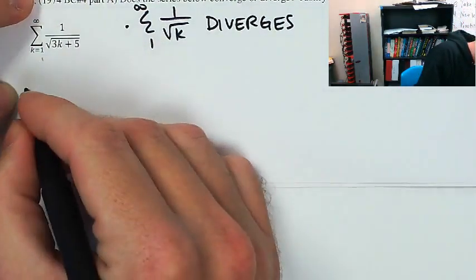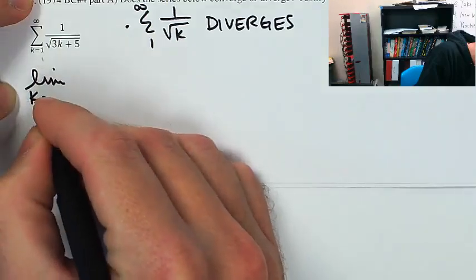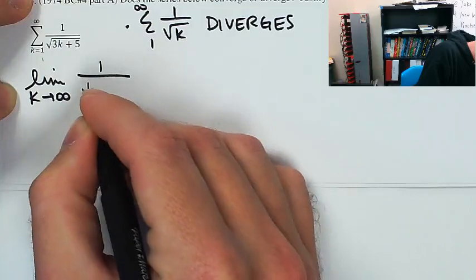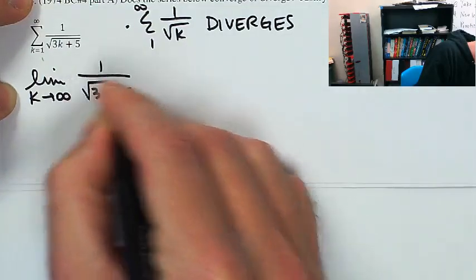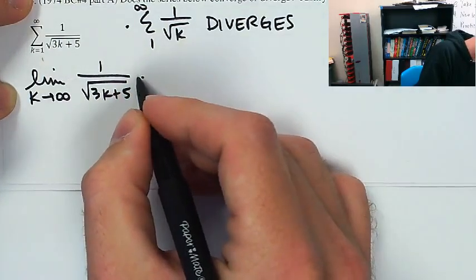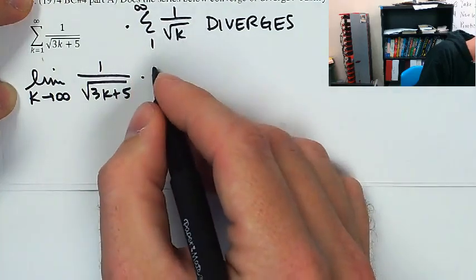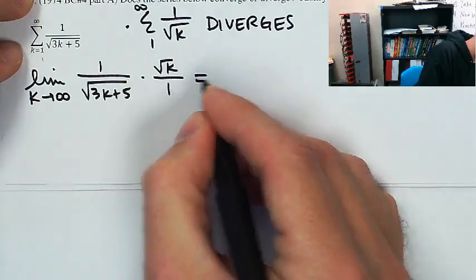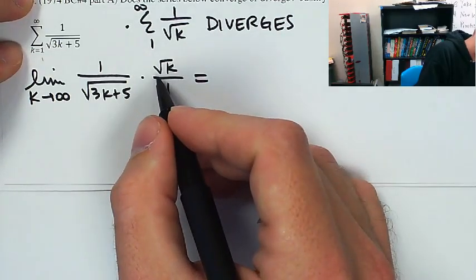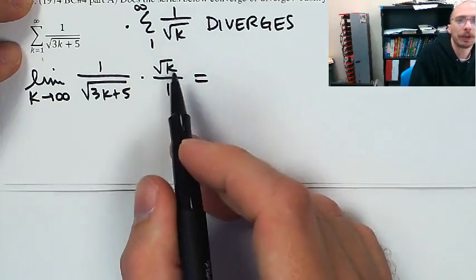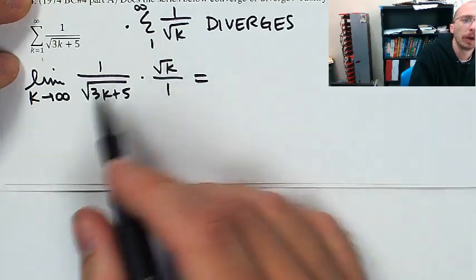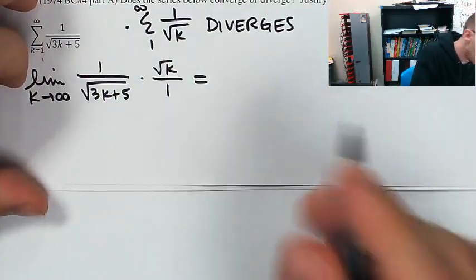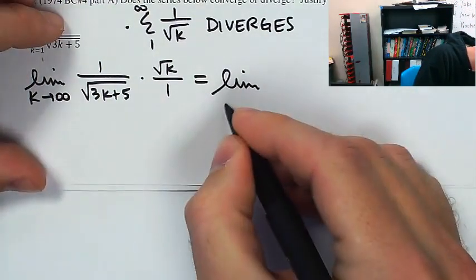Then I'm going to compare the limit as k goes towards infinity of this thing, 1 over the square root of 3k plus 5, divided by 1 over the square root of k, which is like multiplying by the square root of k over 1. If you can just see that this limit is 1 over the square root of 3, that's fine. If you don't believe me, I'm going to do some algebra here just to try to convince you.